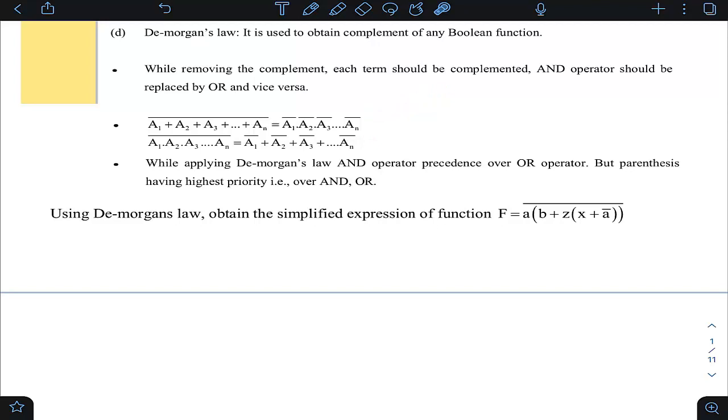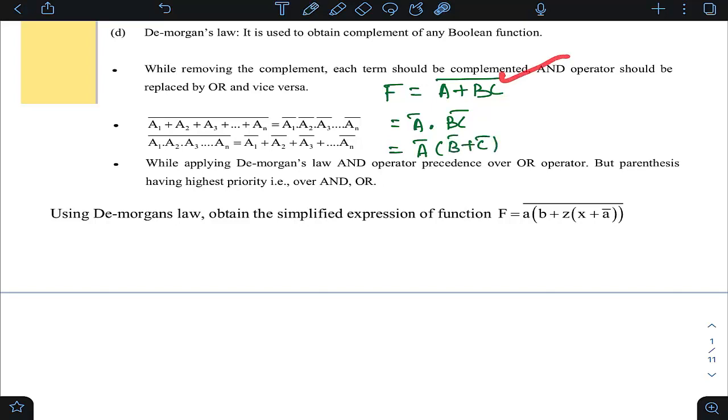One more thing, students: there is a tricky situation where students make mistakes. Suppose, for example, F is a function, say A plus BC. Suppose somebody asks me to find its complement. There could be two different approaches. Some people may think that simplifying this, it is equivalent to A complement, the plus replaced by a dot, then BC complemented. So it is A bar, and BC whole bar is B bar plus C bar.